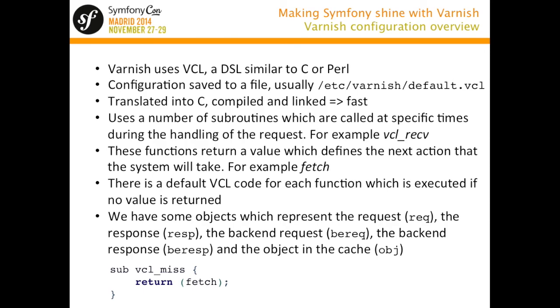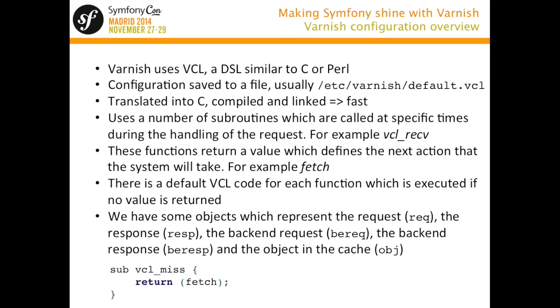Also, there's a default VCL code, which is executed if no value is returned. It's really important that if you start working with Varnish, there's a file which has this default code, and you learn what it does. Because you can learn the default case that Varnish is going to apply to your request if you do nothing. So that you can then act just on those specific cases that you want to handle yourself, and let Varnish handle everything in the, let's say, normal way. Okay? And then we have some objects which represent the request, the response, the backend request, the backend response, and the object itself in the cache.